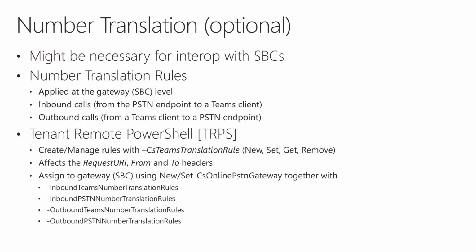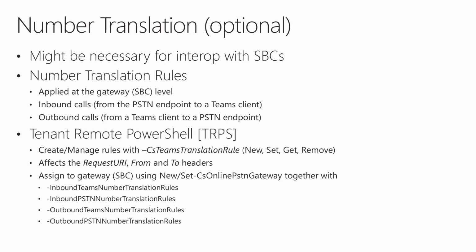Number translation is an optional step that we could use. It may be necessary for interop with various session border controllers in specific scenarios. Now, the number translation rules are applied at the gateway or at the SBC level, and they can be applied in both directions, meaning they can be applied inbound. That would be a call that comes in from a PSTN endpoint to a Teams client, or they could be applied for outbound calls. That would be a call that starts with a Teams client and goes to a PSTN endpoint. All of the number translation is accomplished using Tenant Remote PowerShell, or TRPS for short.